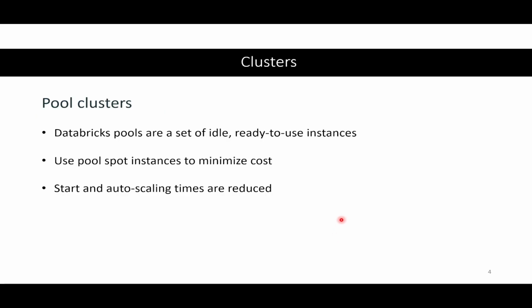Next we come to the pool clusters. The Databricks pool is a set of idle, ready-to-use instances. We can use pool configuration options to minimize cost, as it can use spot instances from the cloud providers such as AWS or Azure, which are cheaper options. When cluster nodes are created using the idle instances, cluster start and auto scaling times are reduced.